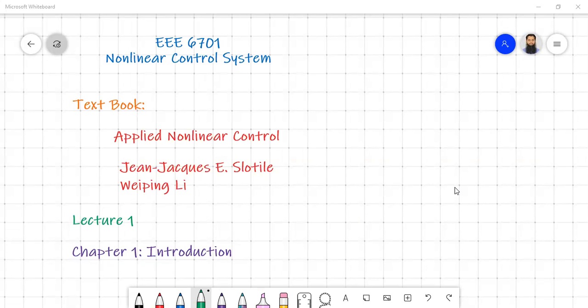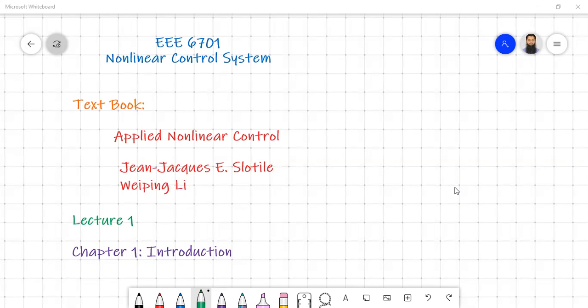Now, today we're going to start chapter one. Chapter one is the very basics of the course. We are going to answer a few fundamental questions, like why nonlinear control, and what types of nonlinearities are there. All these kinds of fundamental questions we are going to discuss. This class will be a short class, with very little mathematics involved.